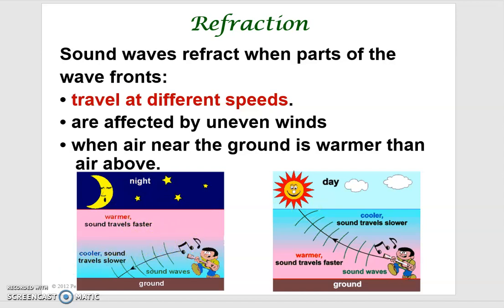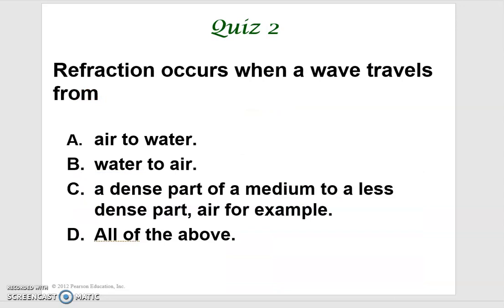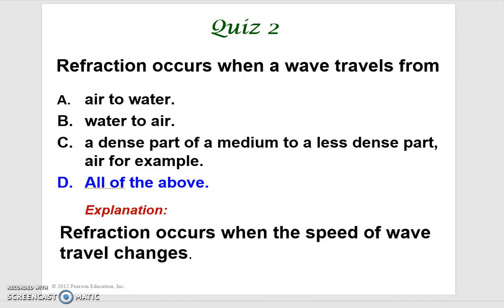So now let's have our second conceptual quiz today. The refraction happens when the wave travels from, the answer is D. As long as you change the density or the medium, the refraction always happens there, no matter whether from air to water or from water to air.